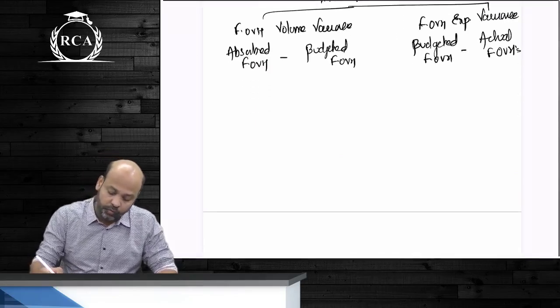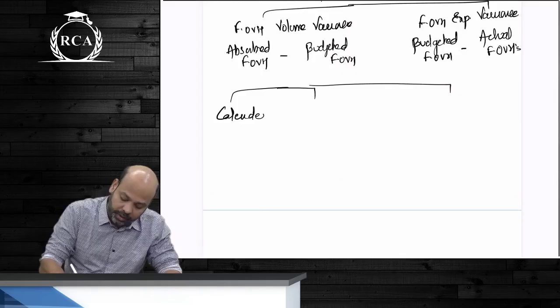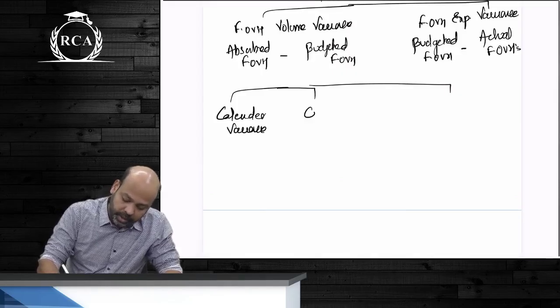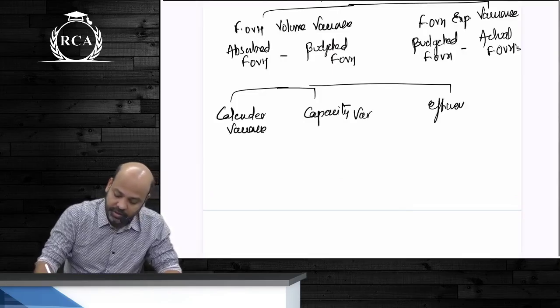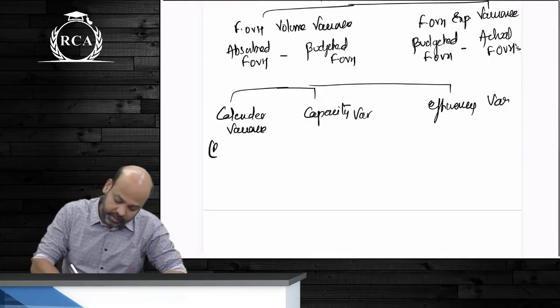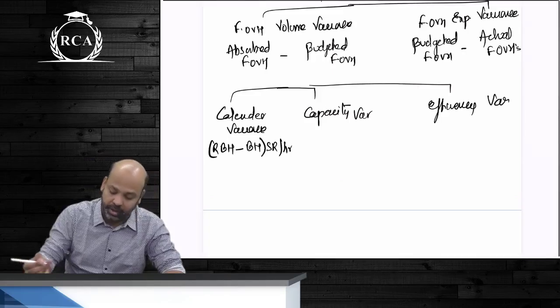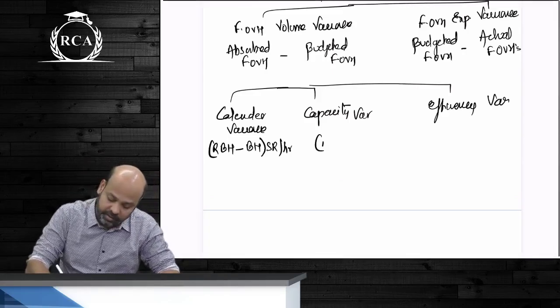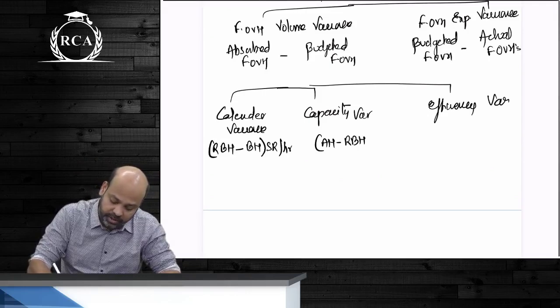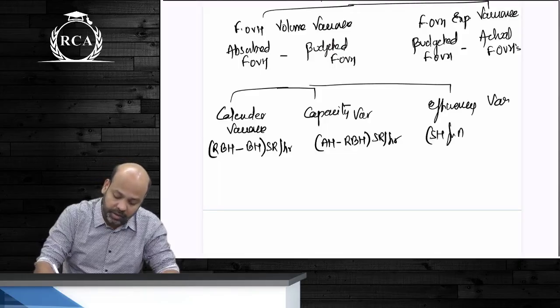After that, your volume variance is segregated into three categories. You start with calendar variance, then there is capacity variance, and finally efficiency variance. Calendar variance, in number of hours, is revised budgeted hours minus budgeted hours into standard rate per hour. Capacity variance is actual hours minus revised budgeted hours into standard rate per hour. Efficiency variance is standard hours for actual output minus actual hours into standard rate per hour.